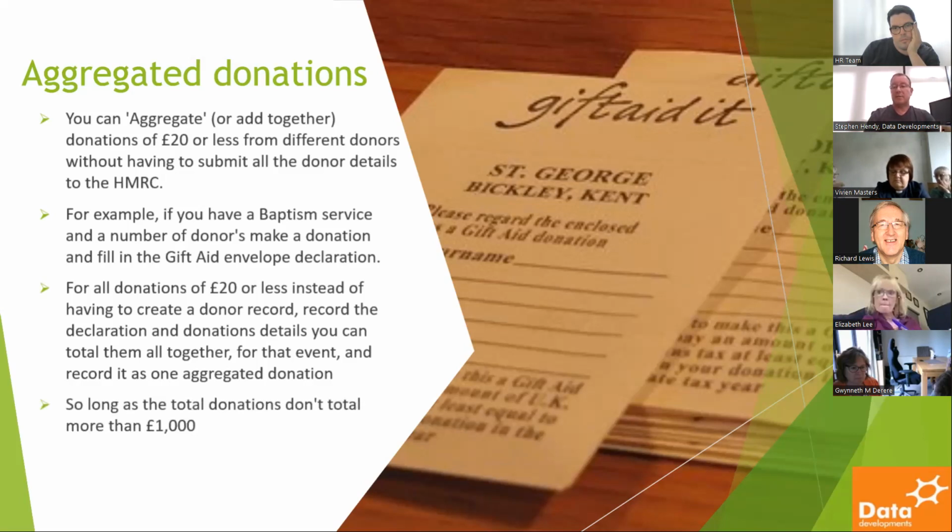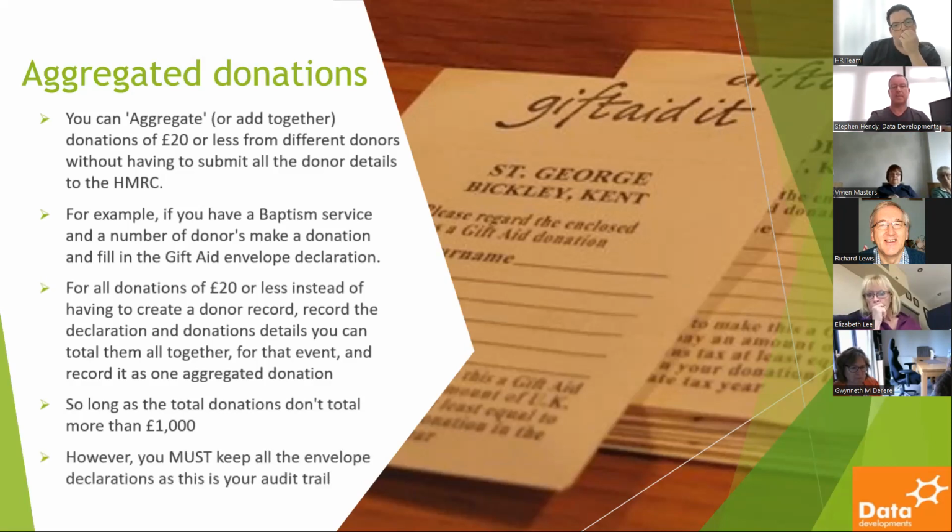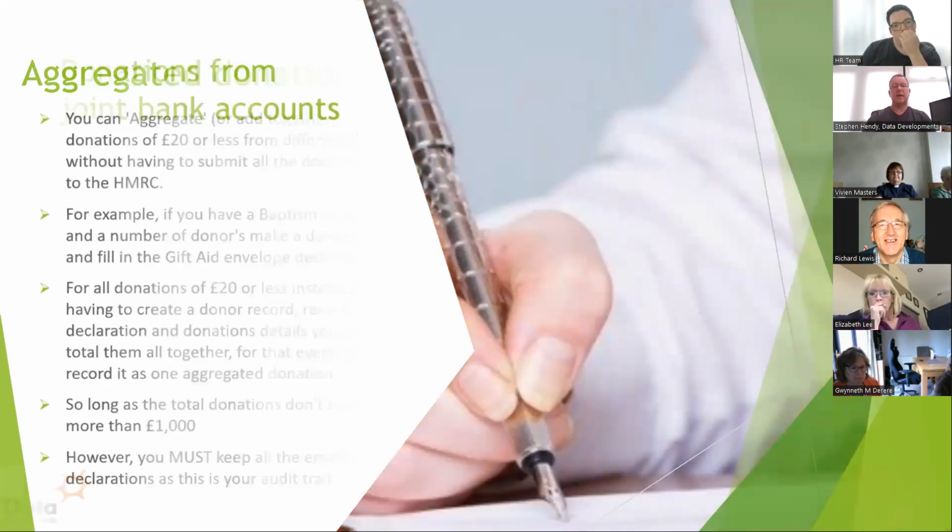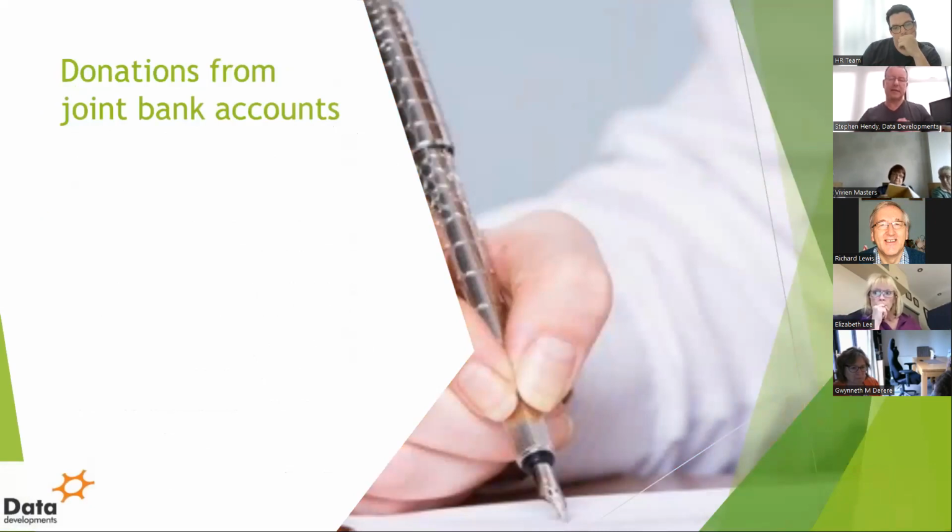The only limit with aggregated donations is that each entry can't total more than £1,000. So you'd have to have 50 envelopes, each of £20, before you got to that limit. If you did have, say, £1,300, you'd have one aggregated amount of £1,000 and a second aggregated amount of £300. It's still a lot quicker to do. And you must keep an audit trail. That's why I put that in, because it's quite often missed, and it's another way of increasing the amount of donations you claim.